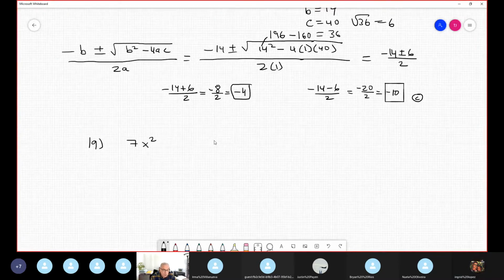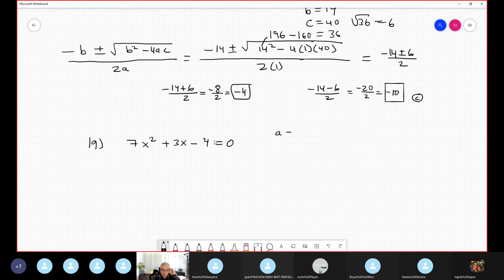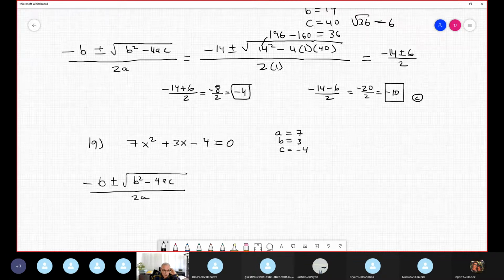7x squared plus 3x minus 4 equals 0. Well, it's already in standard. A is 7, B is positive 3, and C is negative 4. I use my formula. It's important you see with me doing that. Okay, you understand, but you have to practice by yourself.